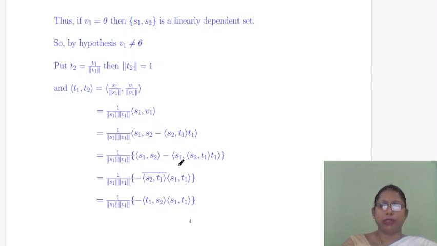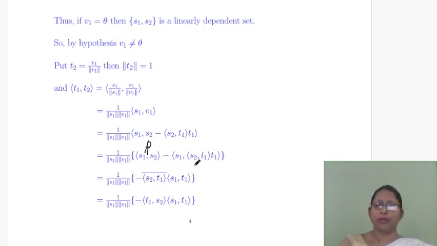Within the bracket, you will get the inner product of s1 comma the inner product of s2, t1. Since S1 and S2 are a subset of a linearly independent set, this inner product is 0. This inner product is 0, as S1 S2 is a linearly independent set, and we know that every linearly independent set is an orthogonal set, so they are orthogonal. We will be left with this term only.